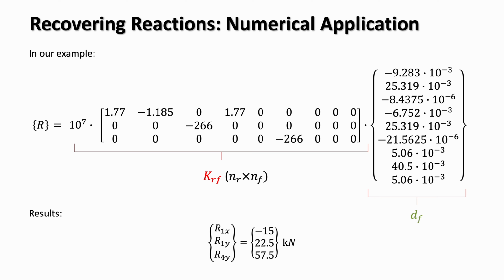The horizontal reaction at node 1 is minus 15 kilonewtons, acting to resist the applied 15 horizontal load. The vertical reaction at node 1 is 22.5 kilonewtons, balancing part of the vertical loads. And the vertical reaction at node 4 is 57.5 kilonewtons, completing the equilibrium for the frame. The results confirm that the structure is behaving consistently with the applied loading.